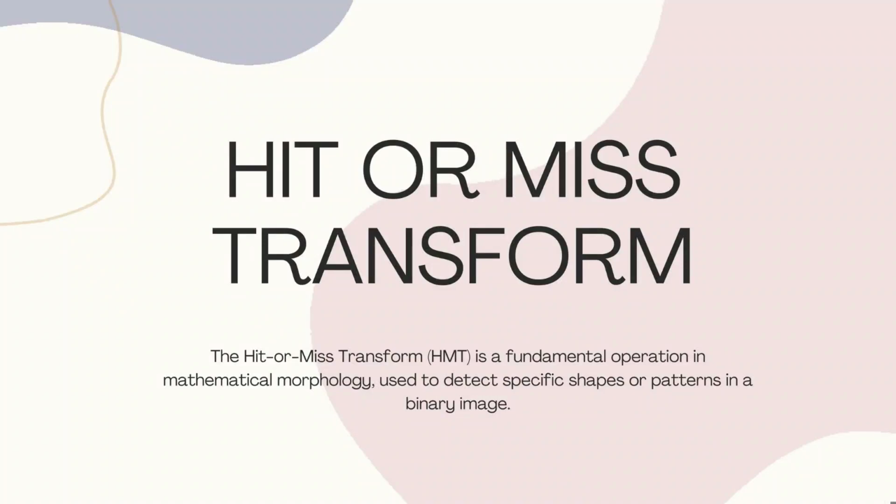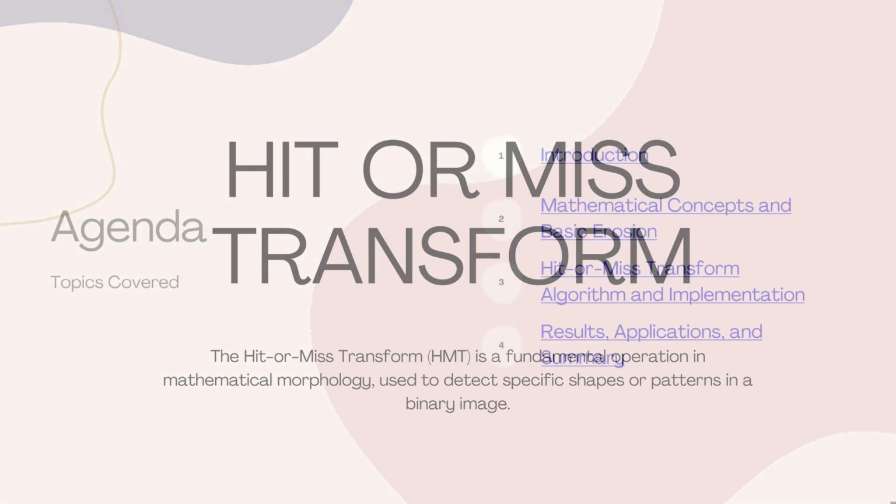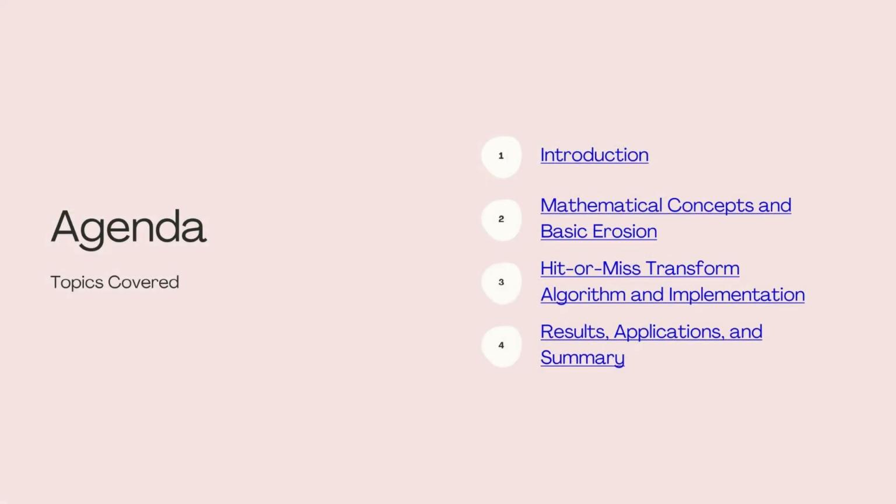Good morning everyone. Today, I'll be presenting on the hit or miss transform, a morphological operation used to detect specific shapes or patterns in binary images. It's particularly useful for identifying precise structures like T, L, or cross shapes, making it a powerful tool in image analysis and pattern recognition. Here's the agenda for today's presentation.